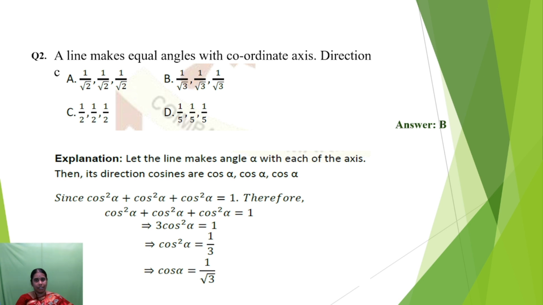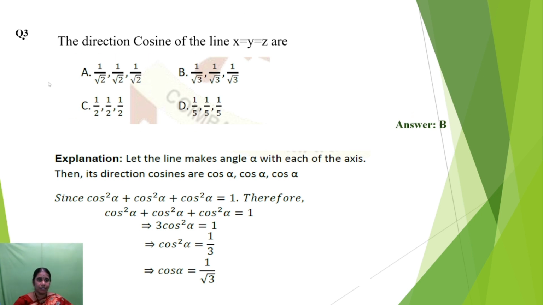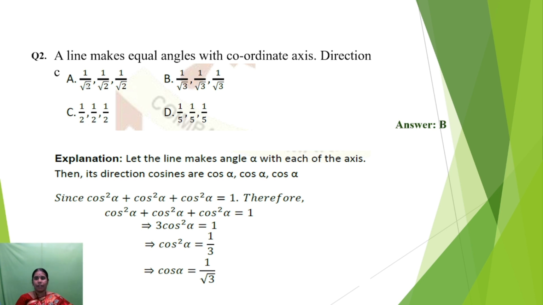A line makes equal angles with the coordinate axes. Then the direction cosines for the given line is what they are asking. They have given that it makes equal angles. Equal angles means the direction cosines are cos alpha, cos alpha, cos alpha for all three. Since cos square alpha plus cos square alpha plus cos square alpha equals 1, they have given that.